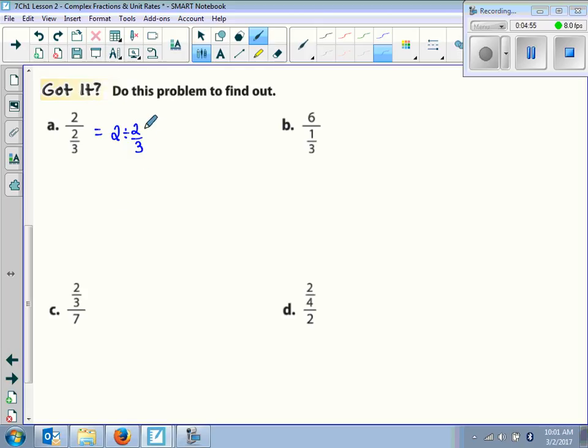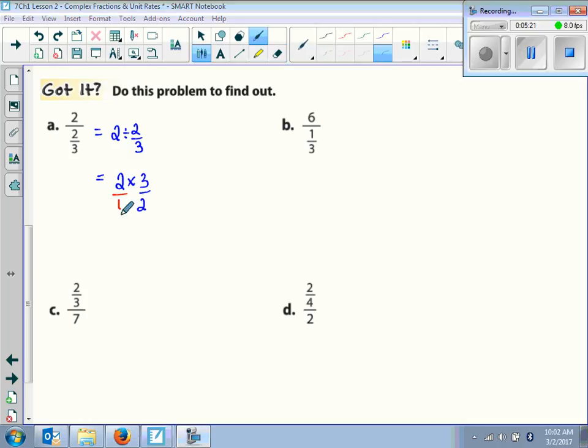Now, when we are dividing fractions, we know that's going to be multiplying by the reciprocal. So this is going to be 2 times what? 3 halves. Very good. 3 halves. Now, if you need to, you can put the 2, the first one, over 1. Oh, I'm sorry. Yeah, that's supposed to be a 2. So that 1 was supposed to be a 2.